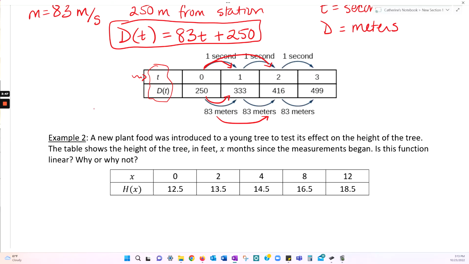But anyway, no matter what kind of increase in t you have, you should have a corresponding 83 meters per second if you divide it out. If for some reason after 3 seconds, it all of a sudden jumped up more than 83 meters to the next second, that wouldn't be linear. I don't know if that makes sense.